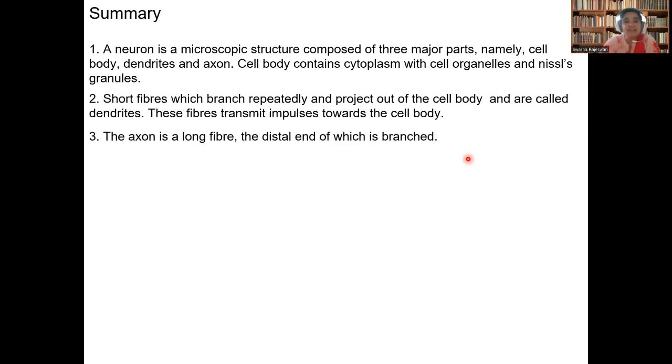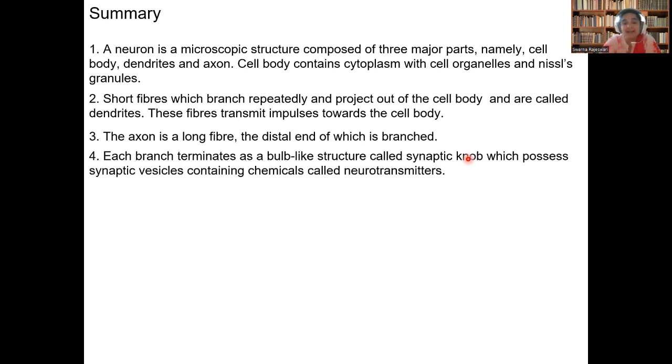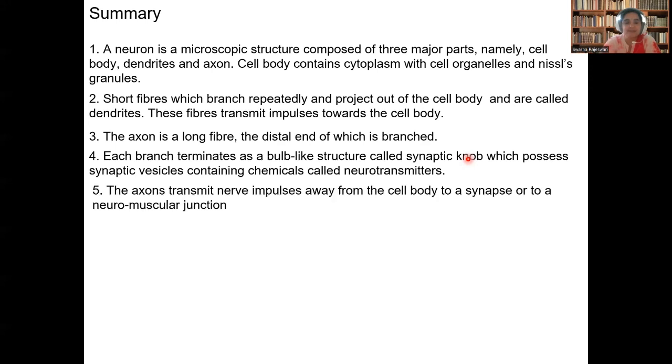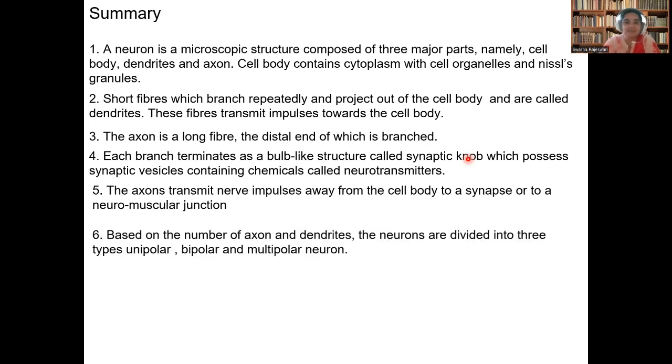The axon, if we see, is a long fiber, the distal end of which is branched. Each branch has a small bulb-like structure, which we call the synaptic knob, which mainly acts in releasing neurotransmitters. The axon mainly transmits the impulses away from the cell body to a synapse at the neuromuscular junction.